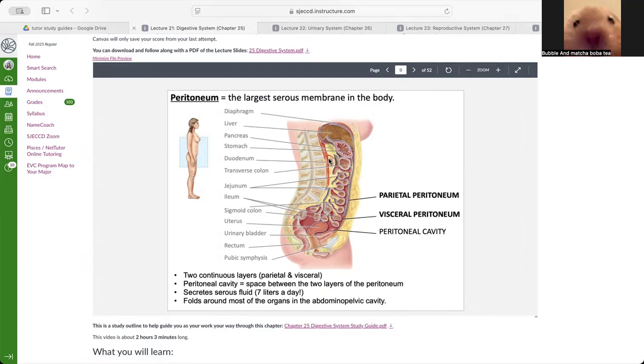So we have the peritoneal cavity, right? And you see the sigmoid colon is right over here. So this is behind the kidney. The kidney is not on here. And the pancreas, which is right here. So these are the ones that are behind, so they're called retroperitoneal, behind the serous peritoneum.